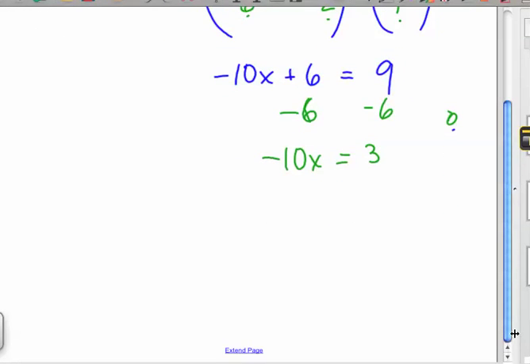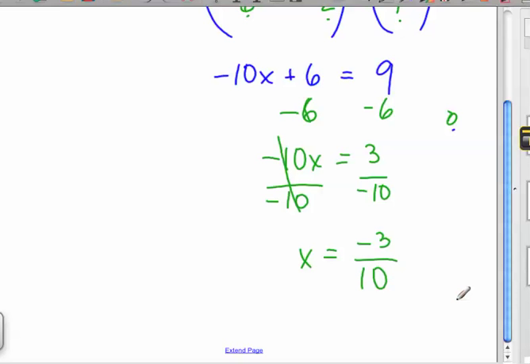Okay? But I don't want to know what negative 10x is. I need to know what x is. So that means I need to divide both sides by negative 10. The negative 10s on the left cancel, and I get x is equal to negative 3 over 10. Remember, guys, I like to write the negative in the numerator of the fraction.